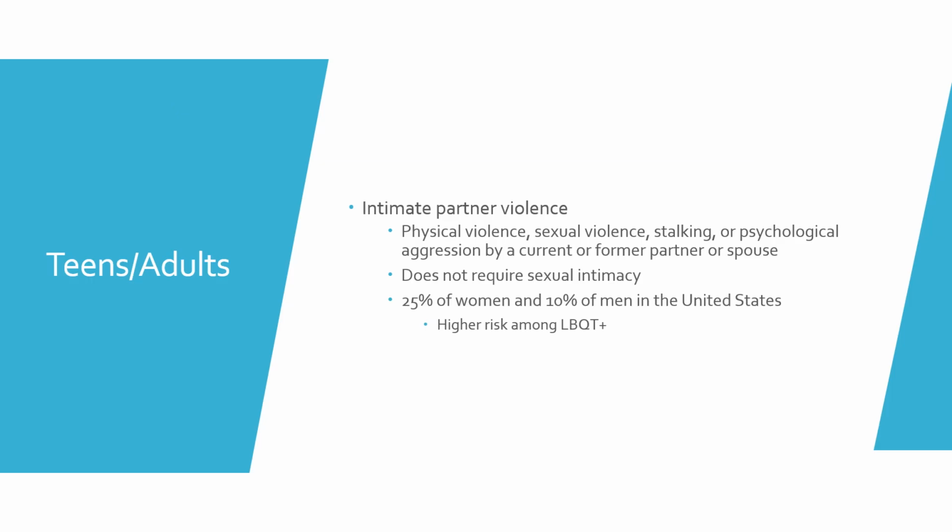When we focus on our teens and adults, this is where it switches a little bit to more intimate partner violence. So this is physical violence, sexual violence, stalking, psychological aggression to a former partner or a spouse. It usually doesn't require any sexual intimacy, and about 25% of women and 10% of men in the United States are in a relationship with intimate partner violence, and those numbers go up pretty significantly if you're LGBTQ.